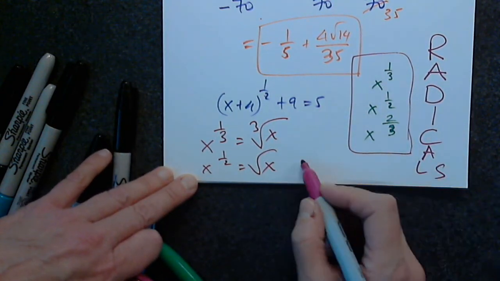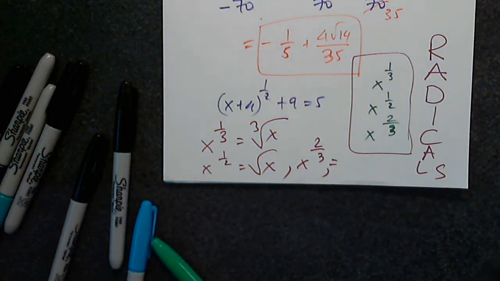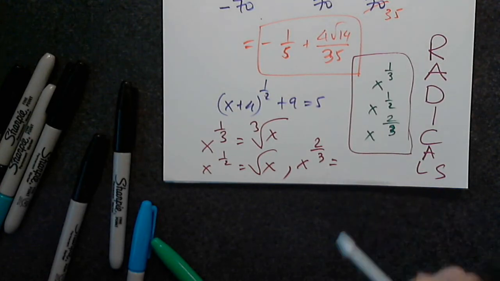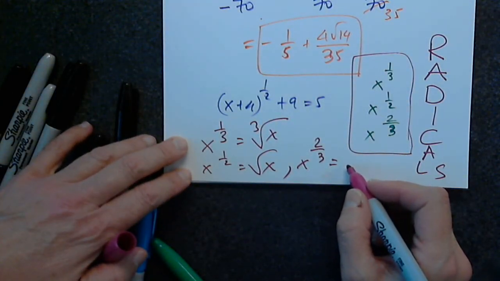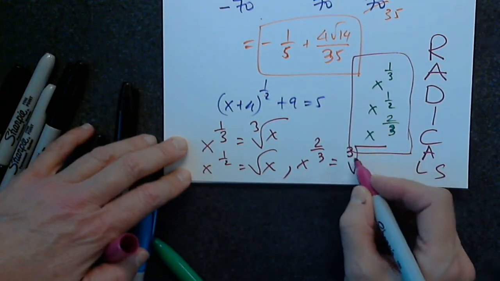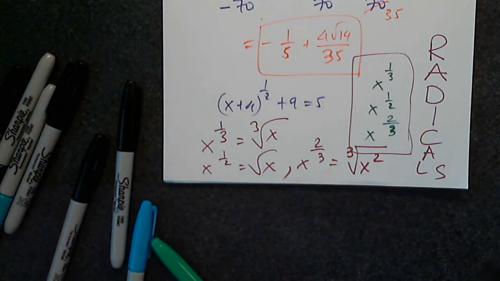The next one, x to 1/2, will be? Right. And what about x to 2/3? What will that be? Oops, I didn't mean to put a comma there. It's the cube root of x squared. That's it. Or the cube root of x quantity squared, everything squared, if you want. Sometimes I find it easier to think of it that way.